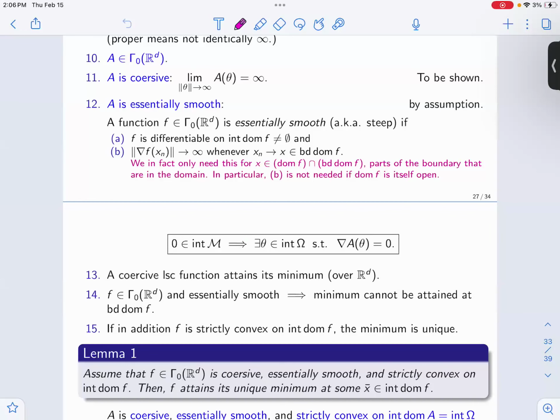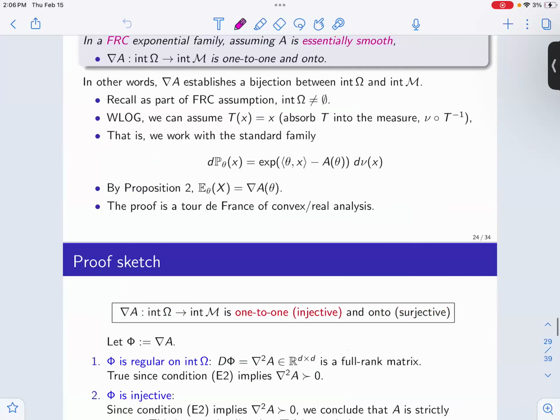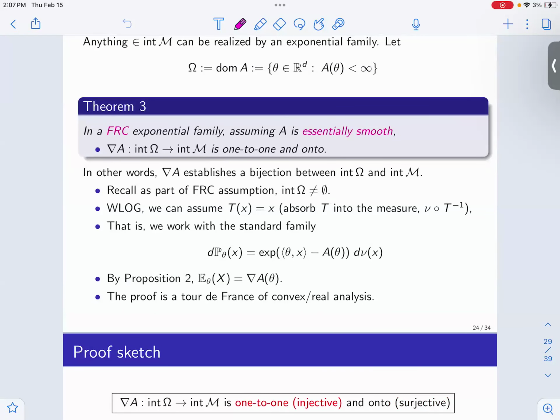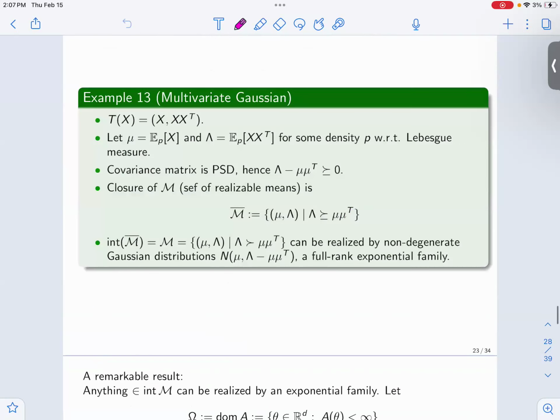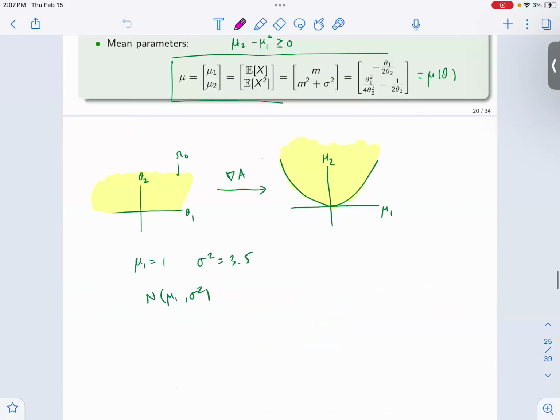Okay, so last time we started talking about this idea of the mean parameter space, or the set of realizable means. So let me go back maybe a little bit.